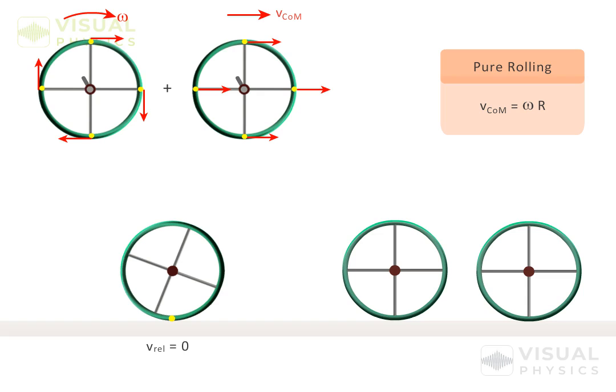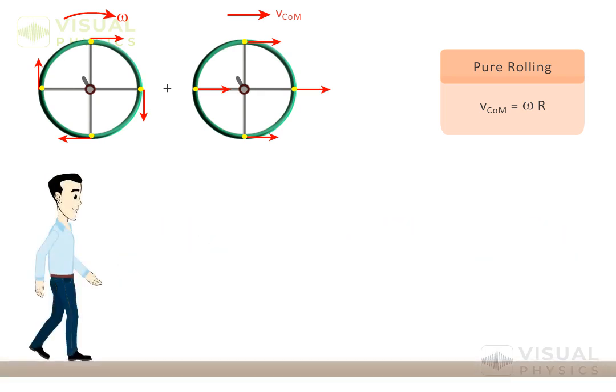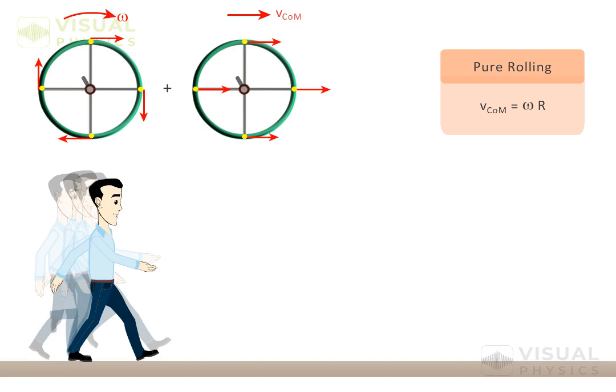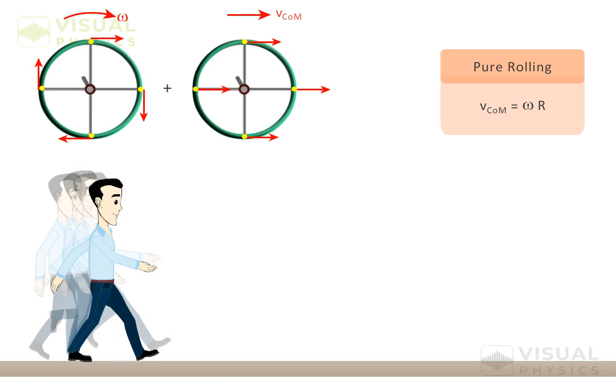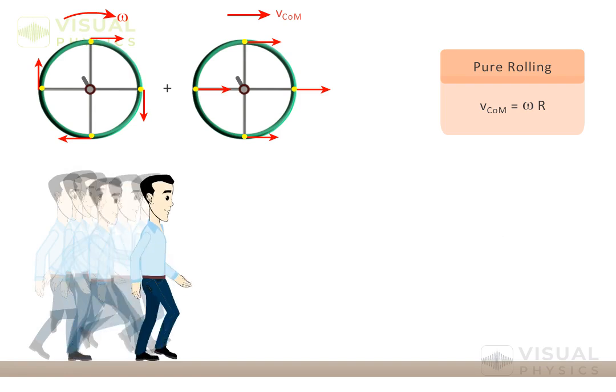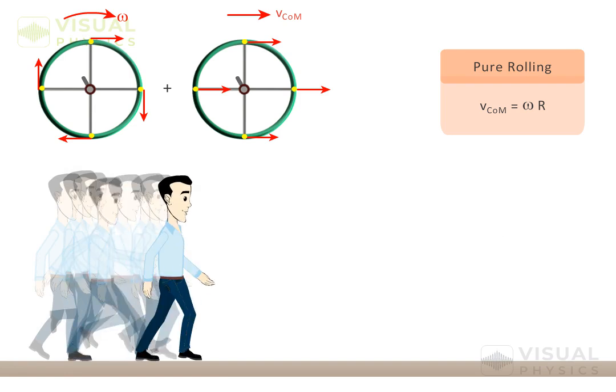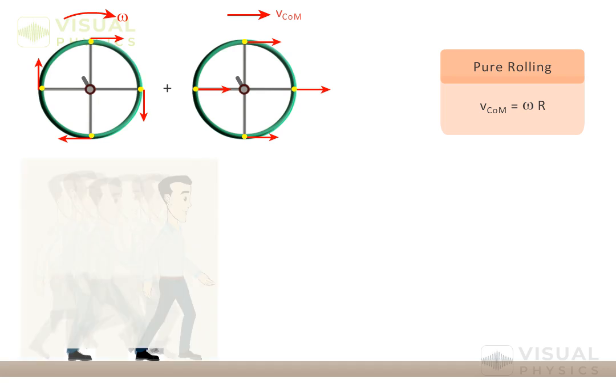Actually, such a motion is very common in our everyday life. If we see someone walking, then overall, the person is moving, but his point of contact is stationary. Though, after a while, his point of contact will change. But till the time his foot is in contact with the ground, it is at rest.